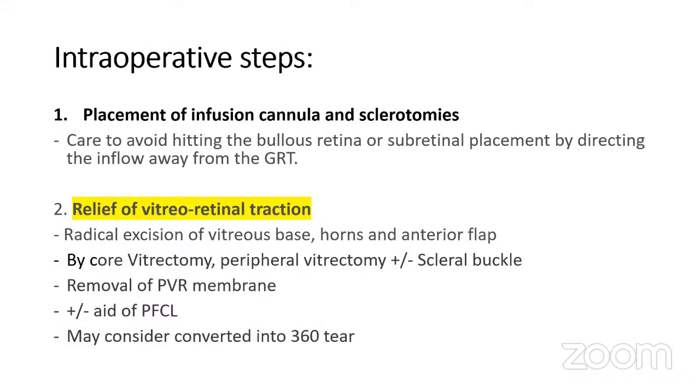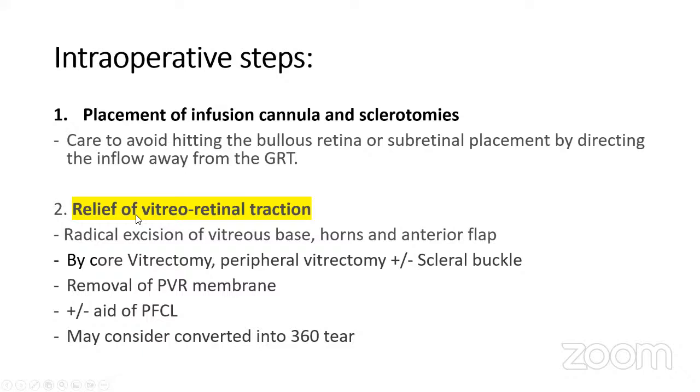There are certain intraoperative steps that we can do to prevent it and enhance our surgery success. First, with the placement of the infusion cannula and the sclerotomies, as I mentioned above, the retina usually is very freely mobile in a bullous retinal detachment. So we need to place the infusion cannula with care to avoid hitting the bullous retina, as well as to avoid subretinal placement, by directing your inflow away from the giant retinal tear.